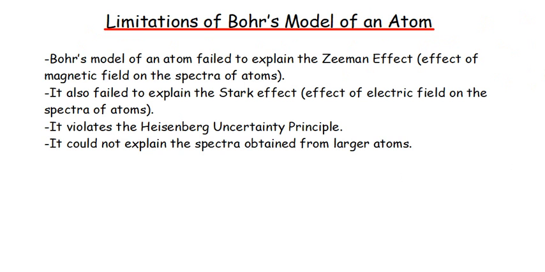These are the limitations of Bohr's model of an atom. It failed to explain the Zeeman effect. It failed to explain the Stark effect. It violates the Heisenberg uncertainty principle. If you don't know about that, you can watch our video about it, and you'll understand what the Heisenberg uncertainty principle tells us. To give you an idea, if you know the position, it's very difficult to know how fast it's moving. Either you know much about its position or you know much about its velocity or momentum. It also could not explain the spectra obtained from larger atoms. So that's it about Bohr's model of an atom.